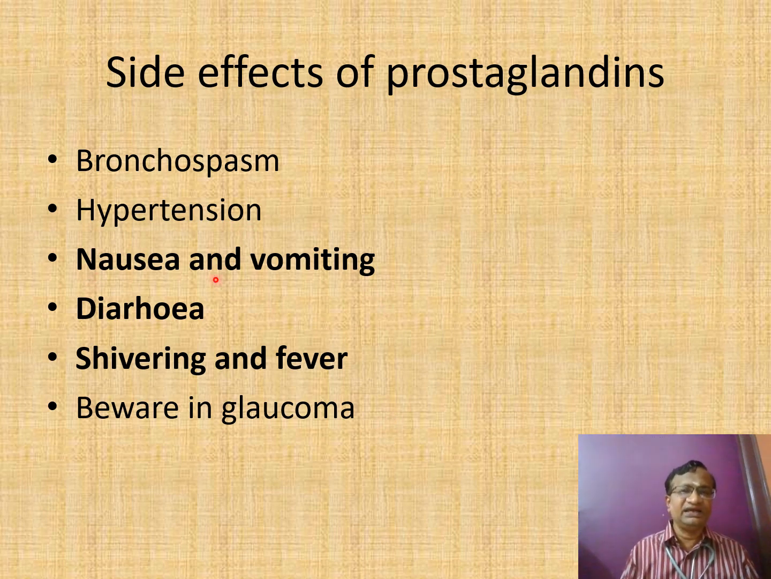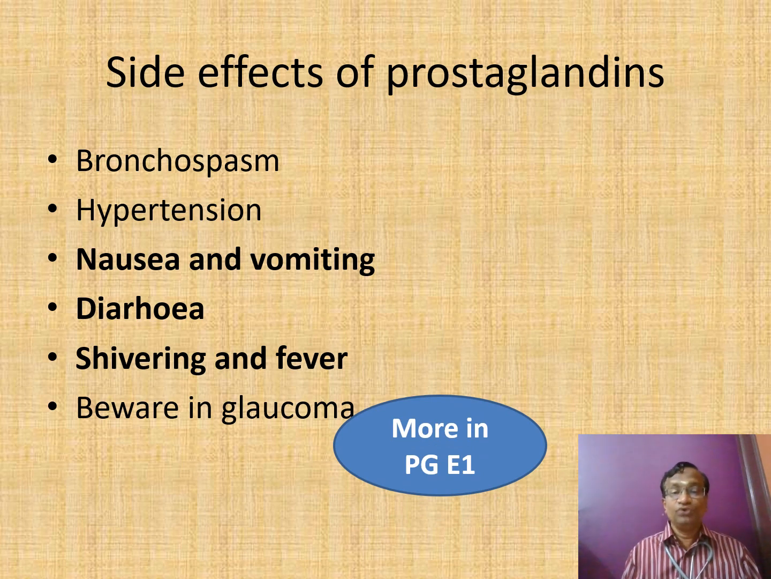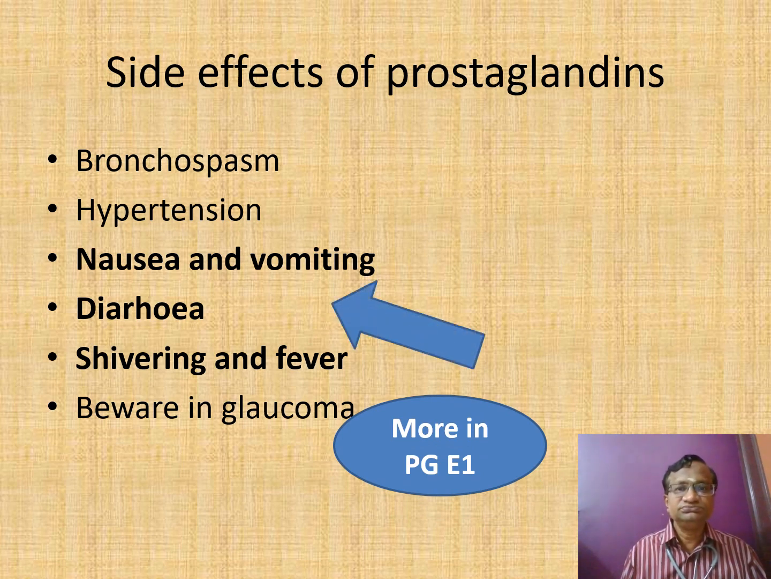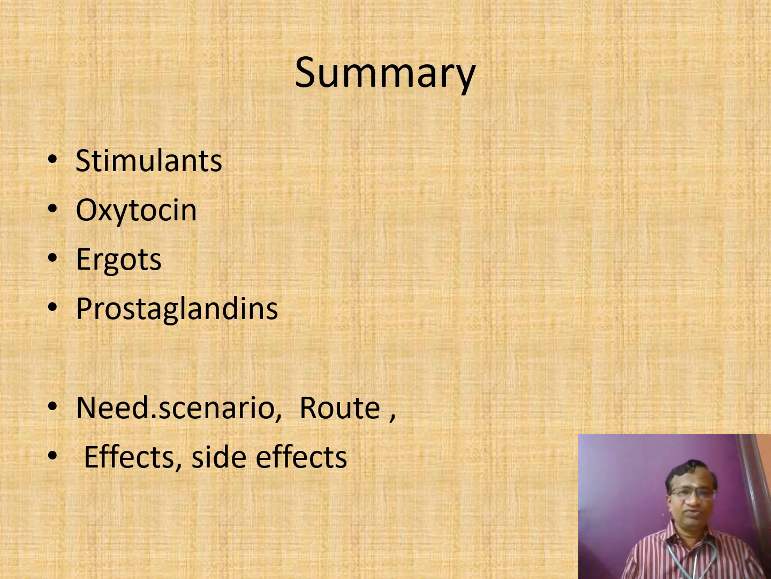Nausea, vomiting, diarrhea are very important complications. This diarrhea will poison the field, and the nausea and vomiting are irritating to the patient. So I prefer to use ondansetron IV and then prostaglandin IM. These are more in PGE1: nausea, vomiting, and diarrhea. Summary: what are the stimulants?